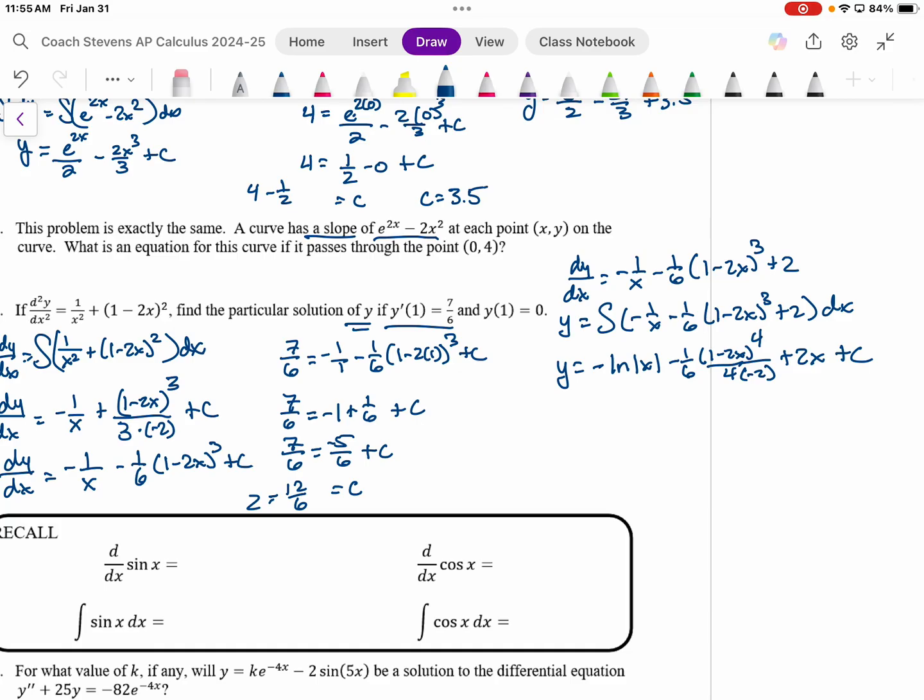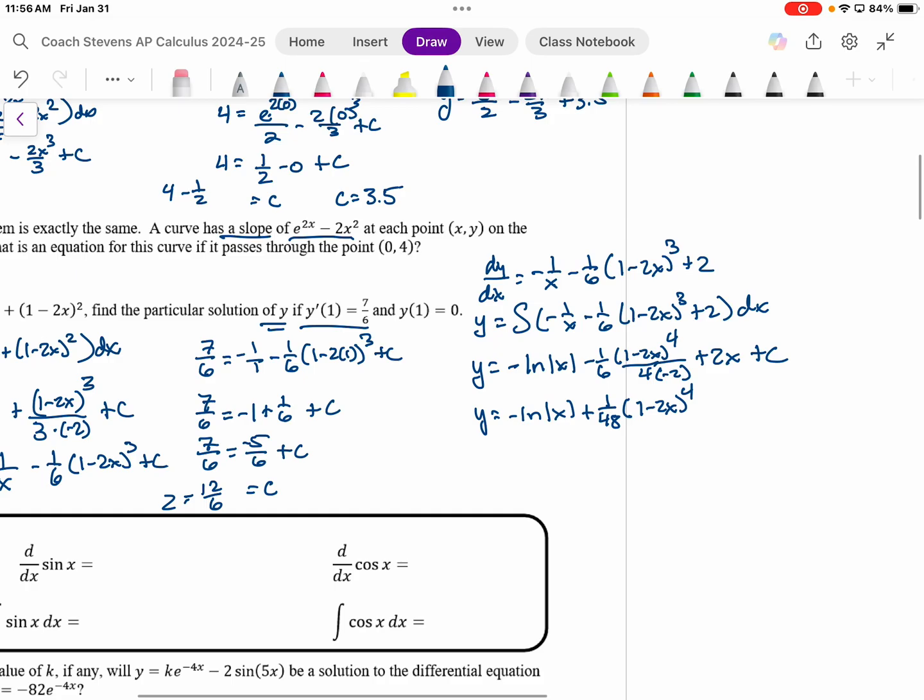And so I'm going to clean that up before I substitute in the last condition of putting in a 1 and getting 0. So y equals negative ln of absolute value of x. Negative times a negative is a positive. That would be 6 times 8 is 48. So 1 over 48 times 1 minus 2x quantity to the fourth plus 2x plus c.